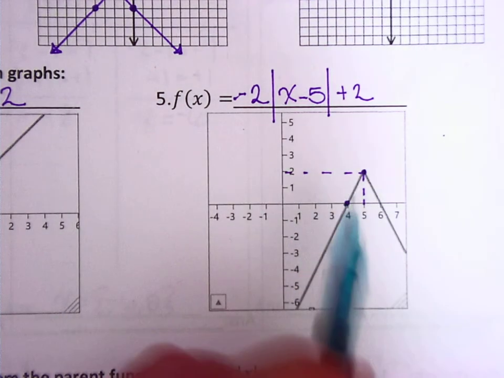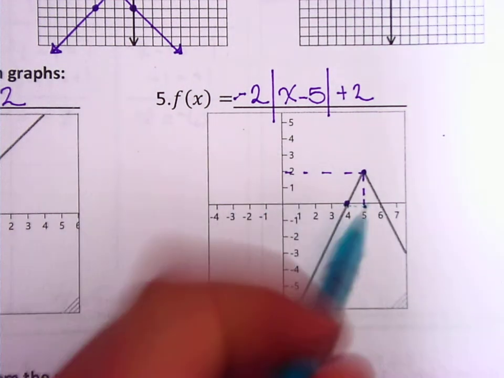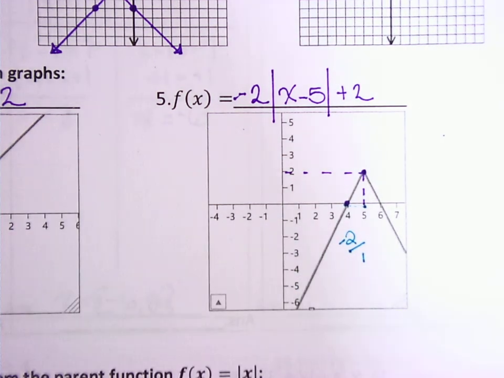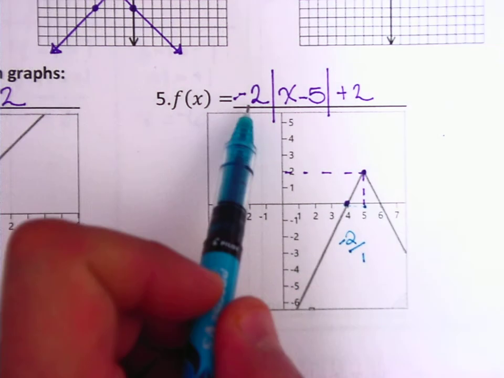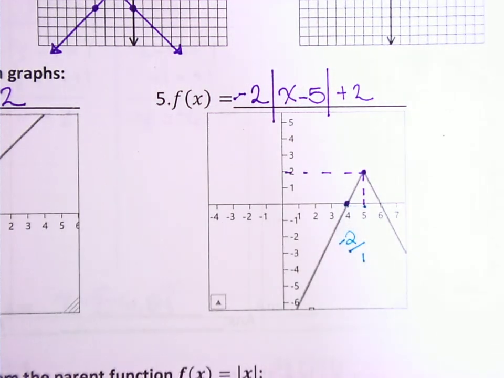For number 5, I once again found my vertex, found a point on the axis, and I determined my slope. I noticed here that if I go down 2 units and over 1, down 2 over 1, I get a slope of negative 2, or negative 2 over 1. So I begin my equation with negative 2. I then start the absolute value bars and throw an x.